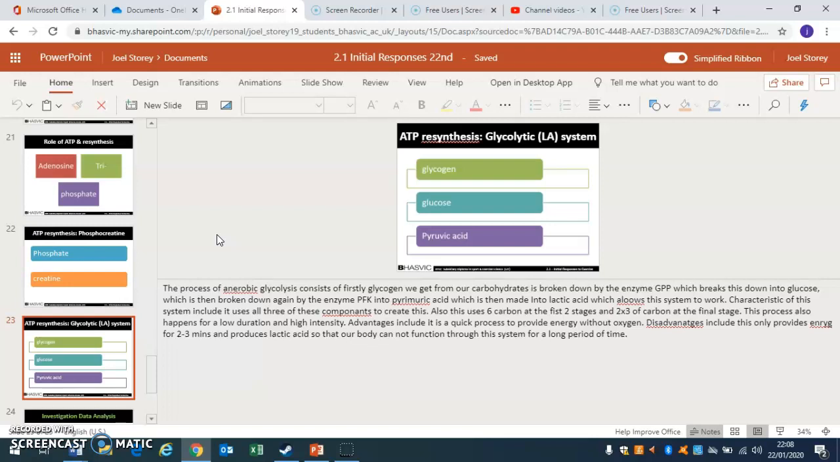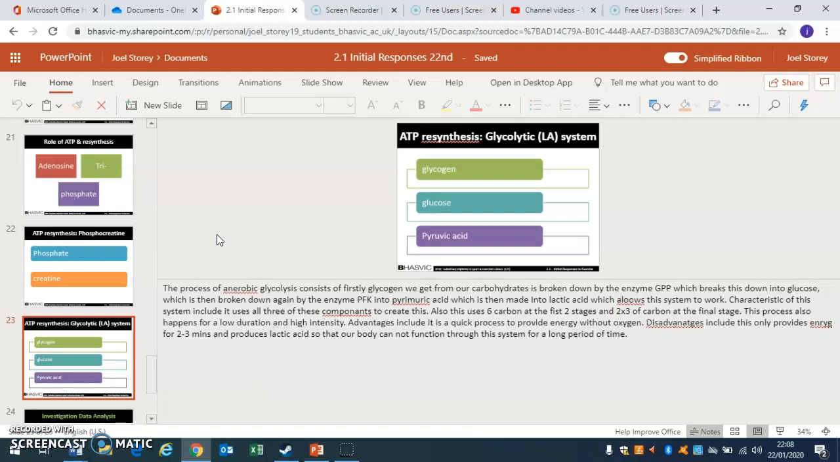Characteristics of this system include all three of these components to create this. Also, this uses 6 carbon at the first 2 stages and 2 times 3 carbon at the final stage. This process also happens for a low duration and high intensity. Advantages include it is a fairly quick process to provide energy without oxygen.